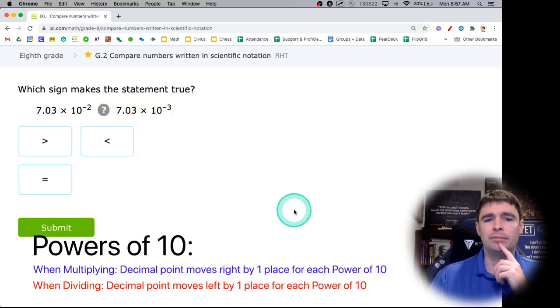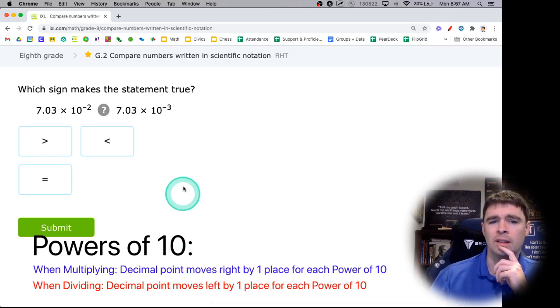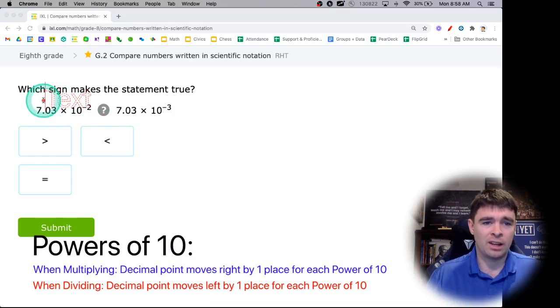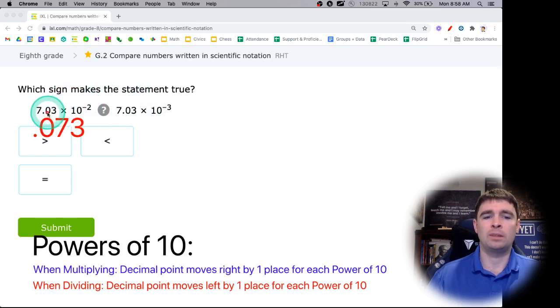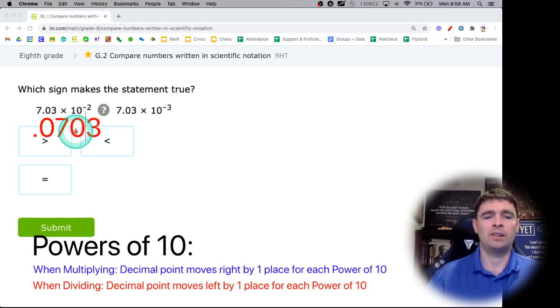Here's our next one. This has negative 2 powers of 10 and negative 3 powers of 10. They have the same coefficient, and I know that if a negative exponent means I'm dividing, and dividing by 10s makes the decimal move to the left, the more 10s I divide by, the smaller I'm going to be. So this first number, if I divide by 10 twice, the decimal slides left twice. And I missed a 0 in there, my fault. But I'm going to get 0.0703 there, or about 7 pennies or 700ths.